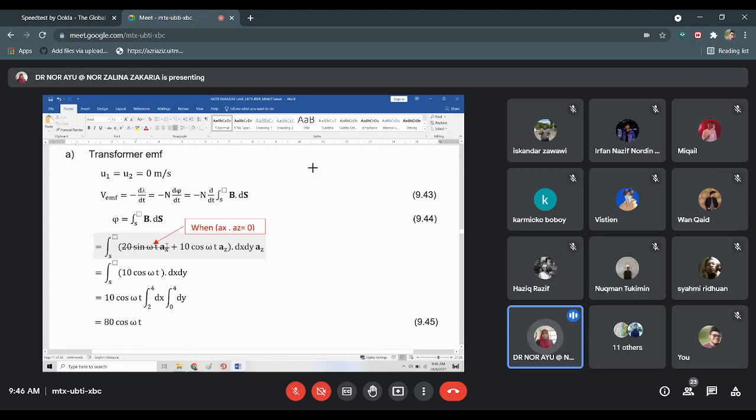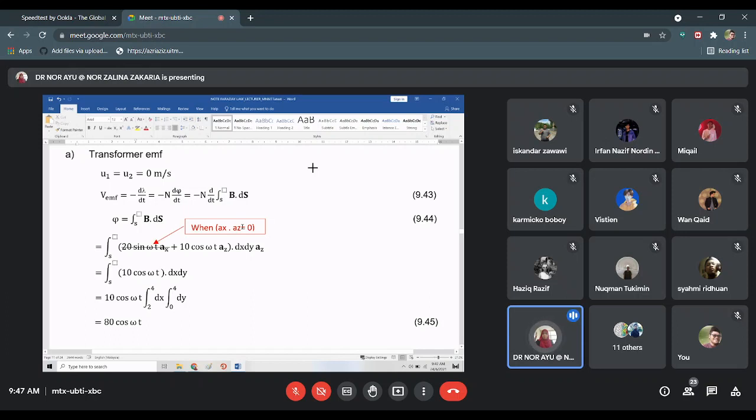Why is it equal to 0? Look into the directions of it. You can see that this direction is ax. When we have this dot product, for any directions in a dot product, if the direction is the same, which is ax dot ax, let's say, the answer will be equal to 1. So ax dot ax will be equal to 1, but ax dot az will be equal to 0. So you need to remember that for the dot product, the same direction will be equal to 1, but for different directions like ax and az, it will be equal to 0. It is the opposite of the cross product.